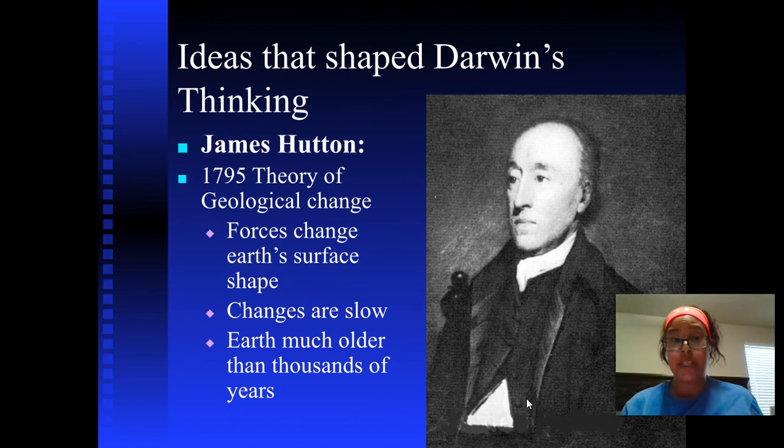First off, we had James Hutton back in 1795. He had this radical idea that the Earth was more than a few thousand years old. He also was able to show that the forces of nature, like wind and water, were able to change the way the Earth's surface was shaped. So we get valleys from water coming through, mountains from the plates coming together, and things like that.